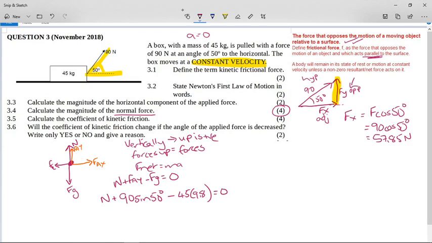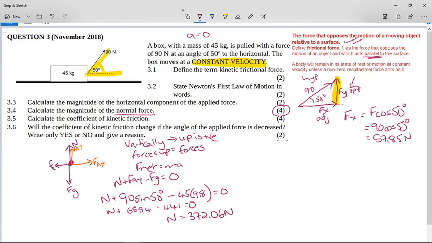Okay, so if you put this in your calculator, you get something like 68,94, and this is 441 equals 0, and then by the power invested in you by algebra, you should get the normal force is 372,06 newtons. And it says the magnitude, so we don't need to say that it's straight upwards, but remember all vectors have a magnitude and a direction.